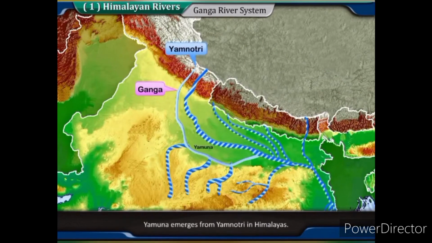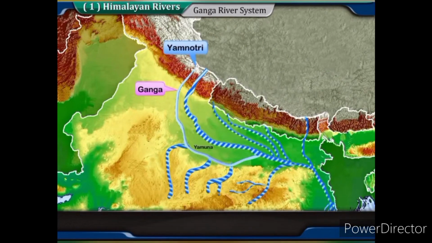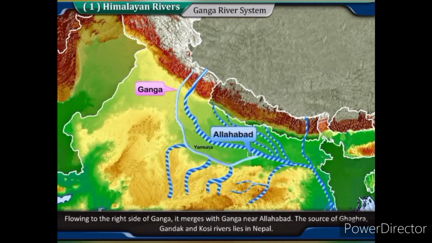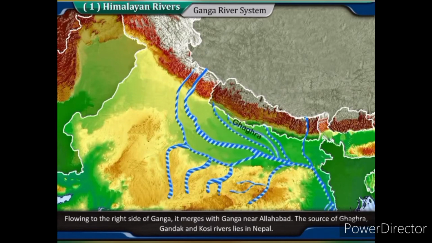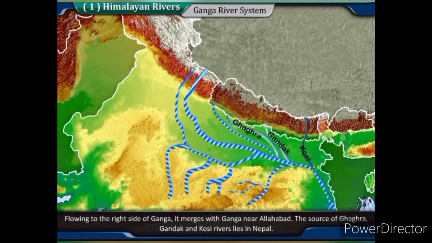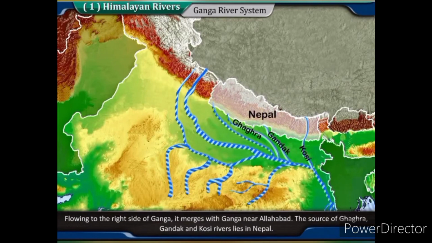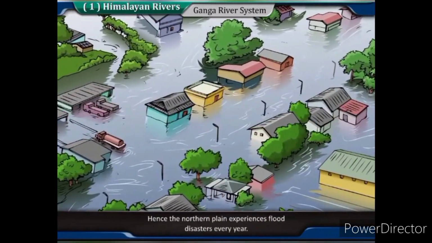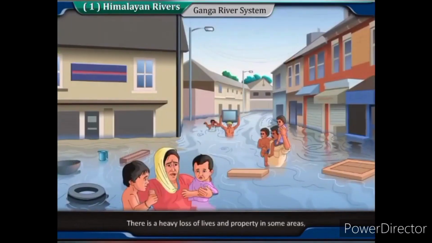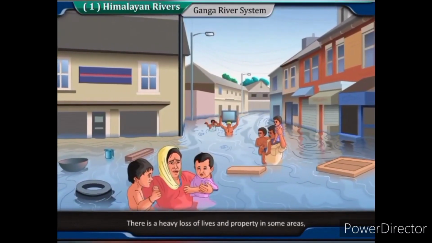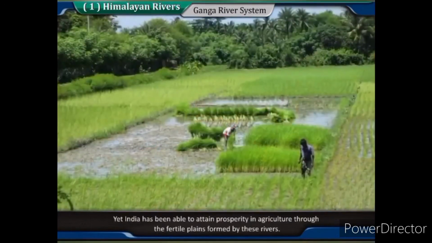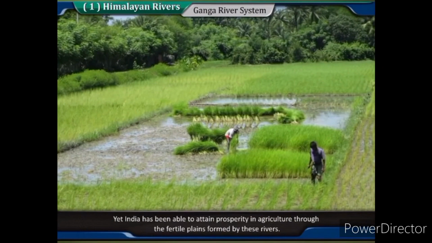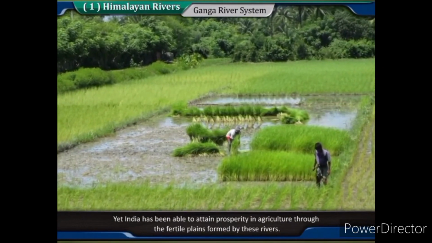Yamuna emerges from Yamunotri in the Himalayas. Flowing to the right side of Ganga, it merges with Ganga near Allahabad. The source of Ghagra, Gandak and Kosi rivers lies in Nepal. Hence, the northern plain experiences flood disasters every year. There is a heavy loss of lives and property in some areas, yet India has been able to attain prosperity in agriculture through the fertile plains formed by these rivers.